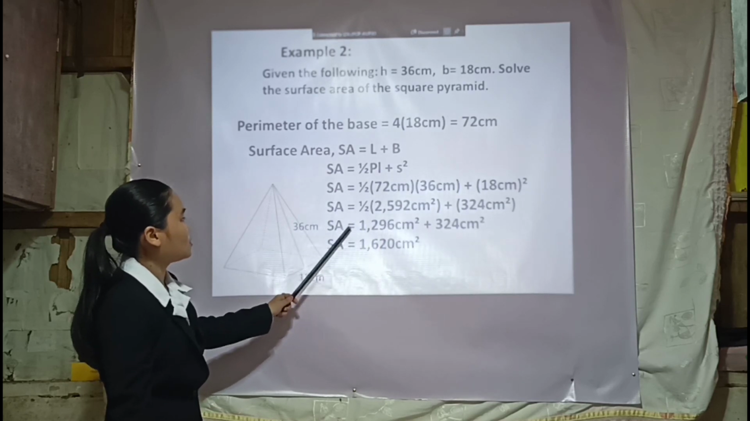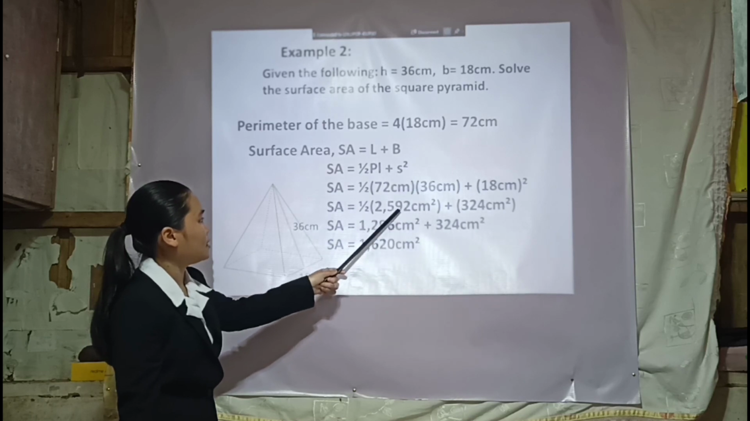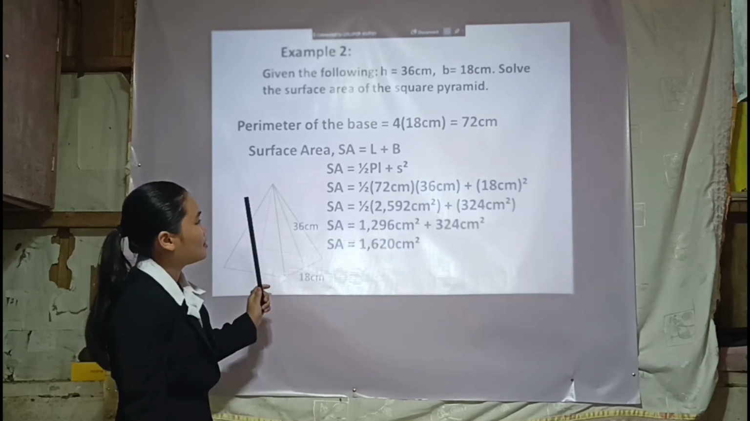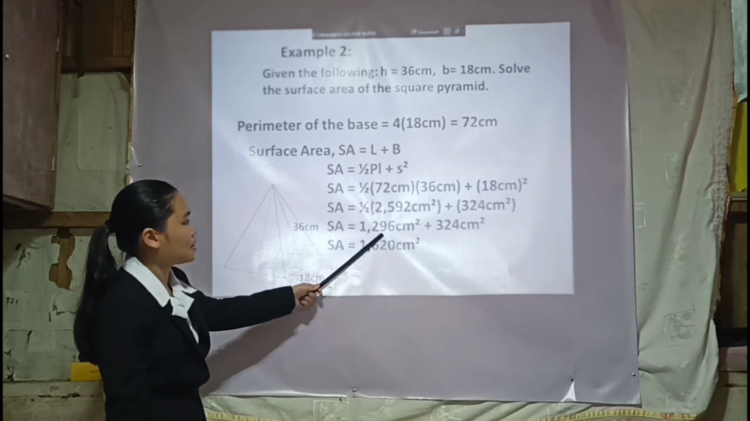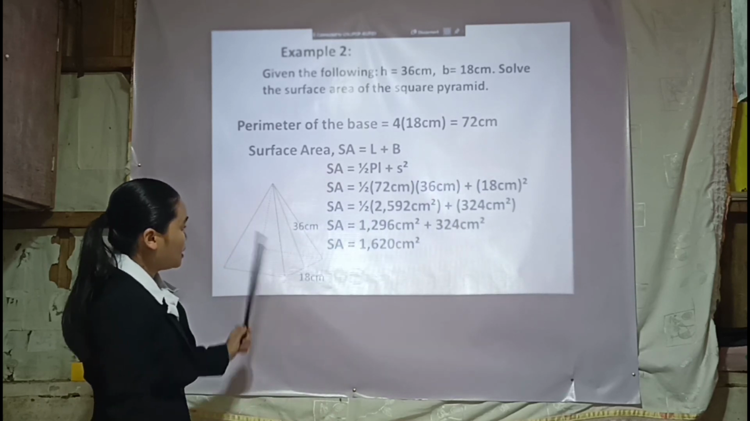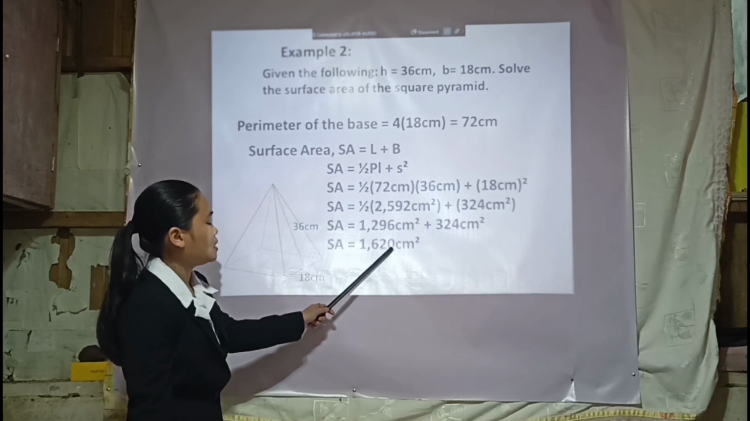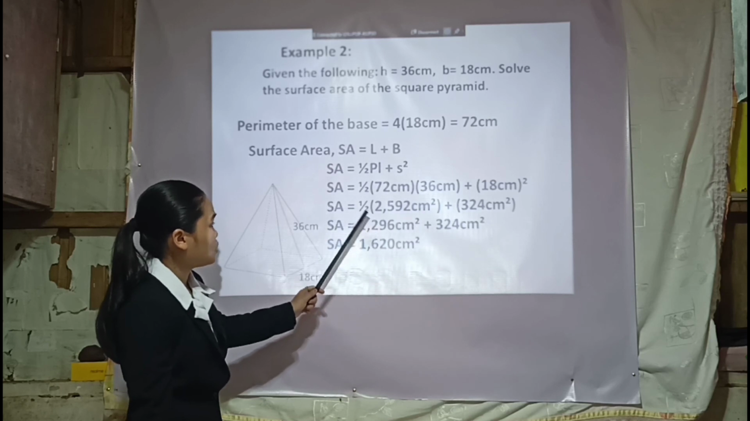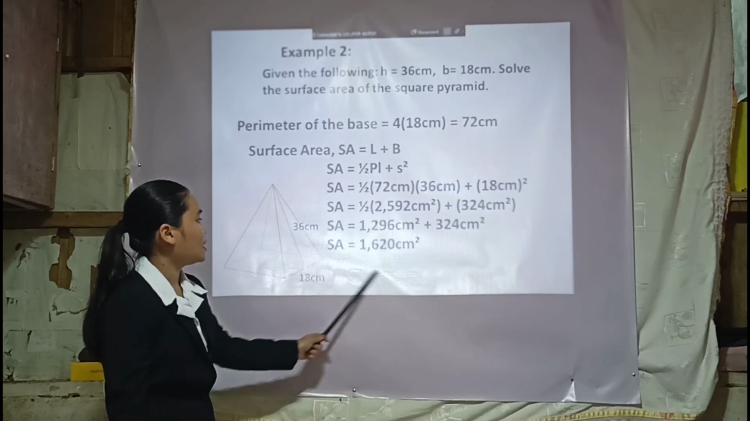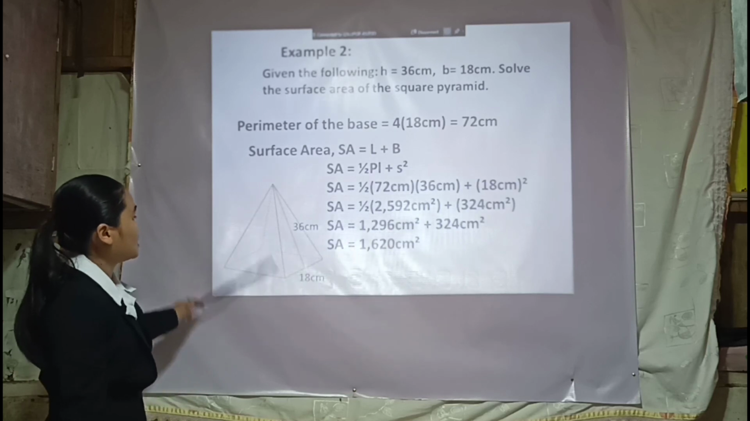Surface area is equal to 1,296 centimeters squared, because 2,592 centimeters squared times 1/2, or 0.5. That is why we get this answer, plus 324 centimeters squared. The surface area equals 1,620 centimeters squared, because 1,296 centimeters squared plus 324 centimeters squared. That's why this is the value of the surface area for this example.